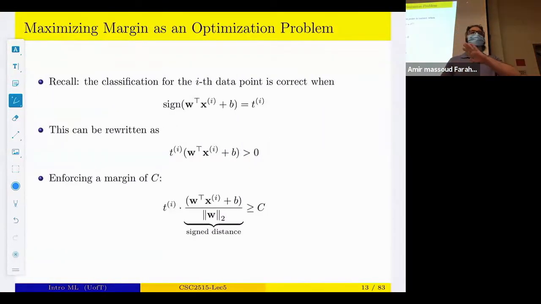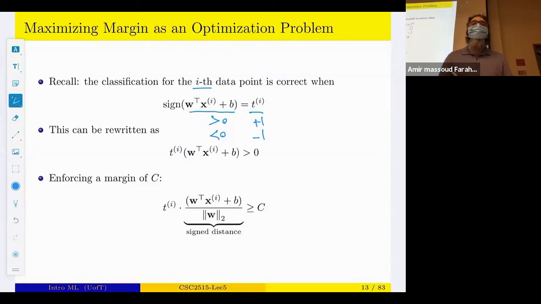Now we can go back to our classification problem and try to formulate it as an optimization problem. Recall that the goal of classification was that the ith data point is correct when the sign of W transpose Xi plus B is the same as the target. If the target is +1, this should be positive. Vice versa, if the target is -1, W transpose X plus B should be negative.